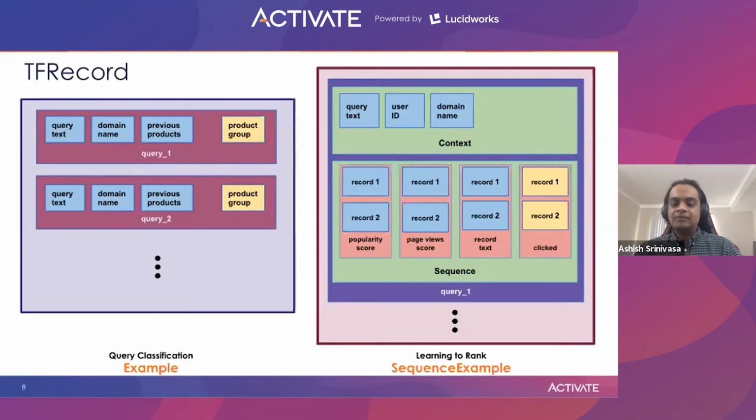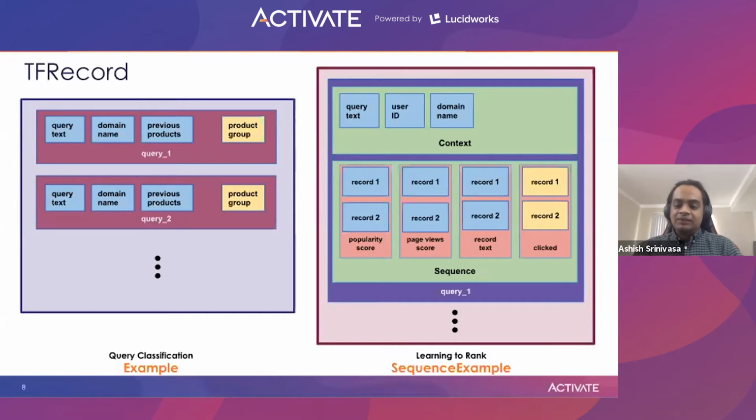TFRecords also play well with TensorFlow's data pipeline and are optimized for scale, with batching and lazy loading handled out of the box. TFRecords provide two types of protobuf messages for storing data. The first one that you see on the left is called an example message. Here, we're using it to store the query classification data that we saw in the previous slide.